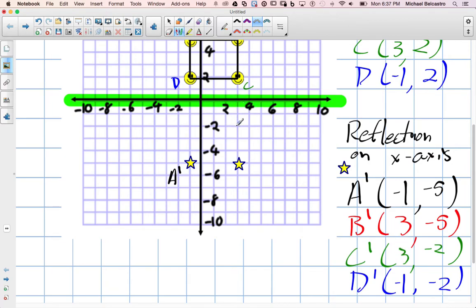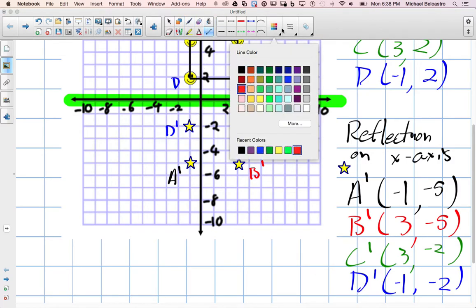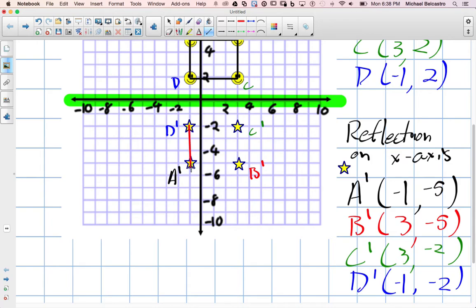3, -2 would be here. We go across 3, we come down 2. And -1, we go to the left 1 and down 2. -1, -2 would be our D prime. So this is our B prime. This is our C prime. And this is our D prime. So let's draw our new lines. We'll do it in red to show that we got a different rectangle here.